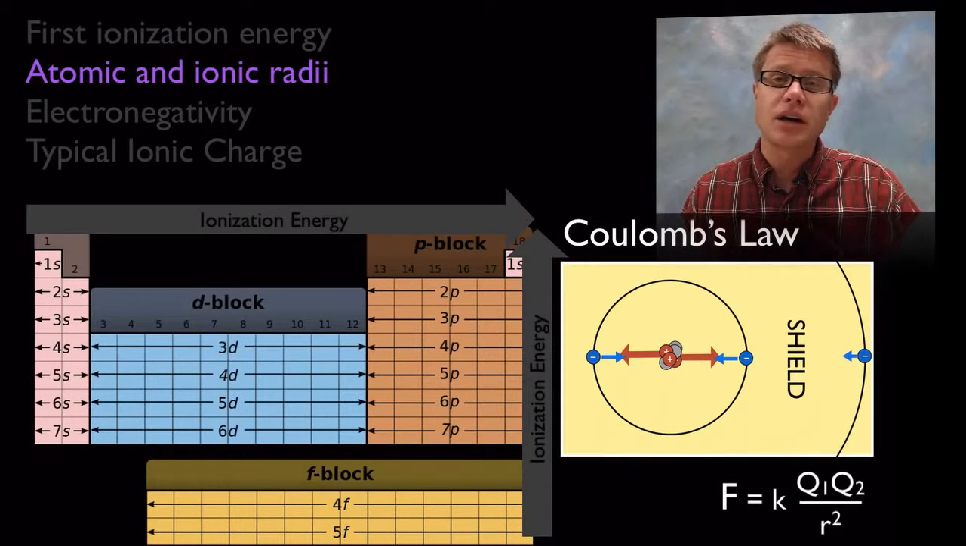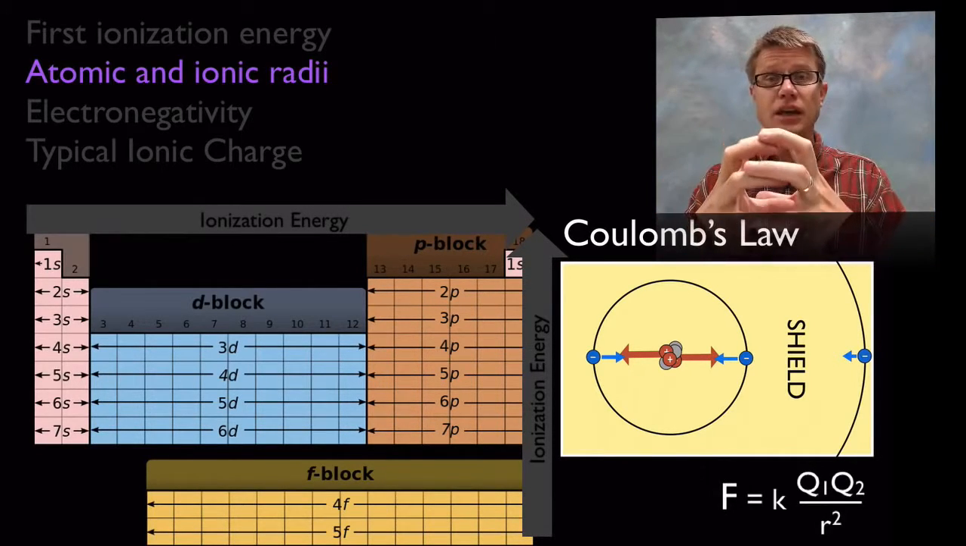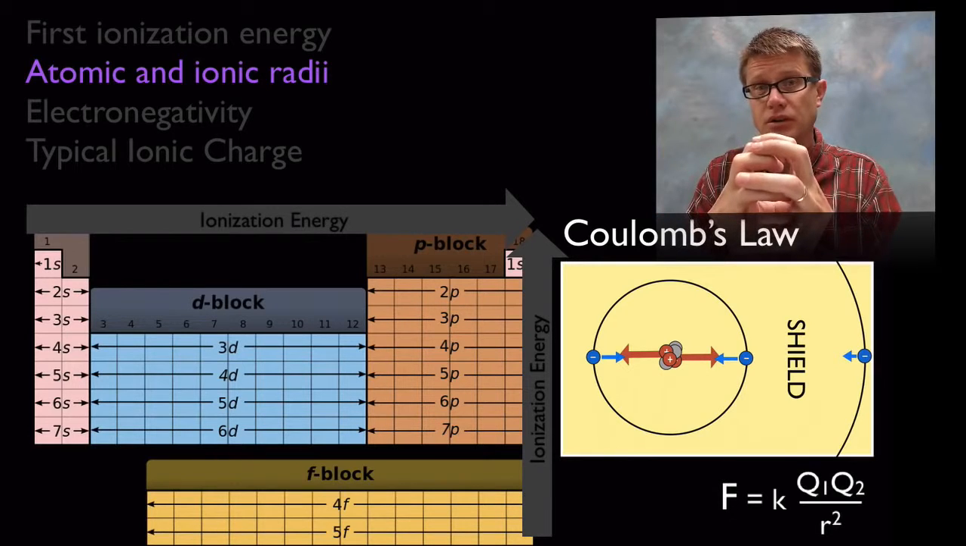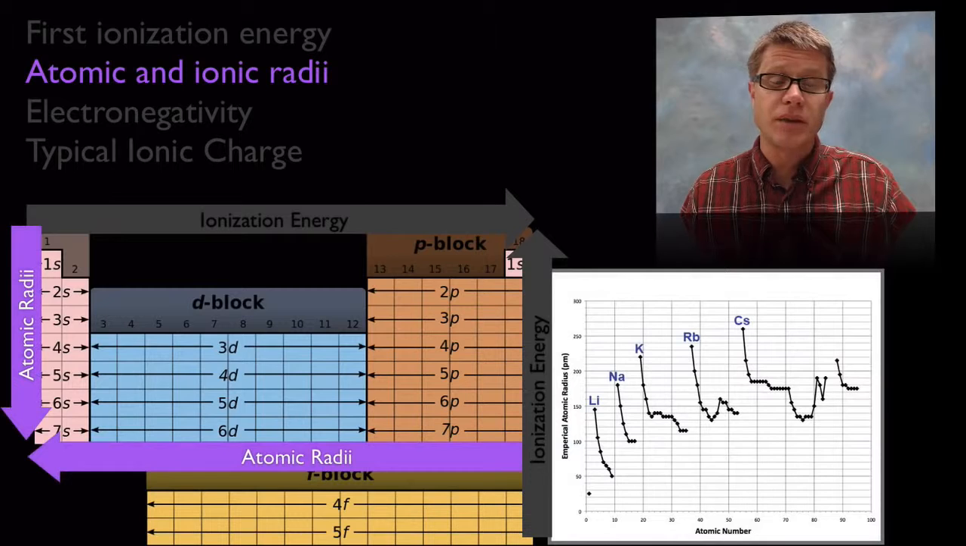Let's look at atomic and ionic radii. Well, what happens as we increase the atomic number? We're increasing the number of protons. What is that going to do? It's going to pull it in. In other words, it's going to pull those electrons more closely to the center. And so it's actually going to be the opposite. It's going to increase as we go down, and it's going to increase as we go from the right to the left across the periodic table. And so you can see this graph of atomic radii is actually going to be the inverse of what we saw with ionization energy.